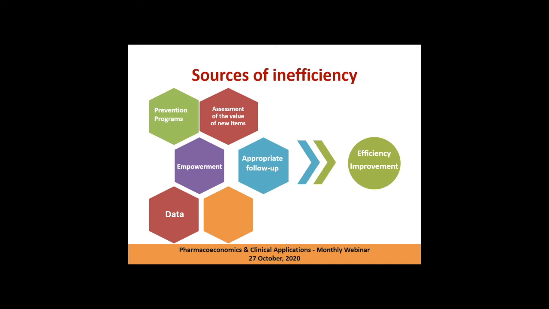So to sum up, different approaches can help in improving efficiency in pharmacy practice, including the assessment of the value of new items, empowerment of pharmacists in general and clinical pharmacists in particular, appropriate follow-up through ward rounds, medication review sessions, and outpatient clinics, and investment in data.